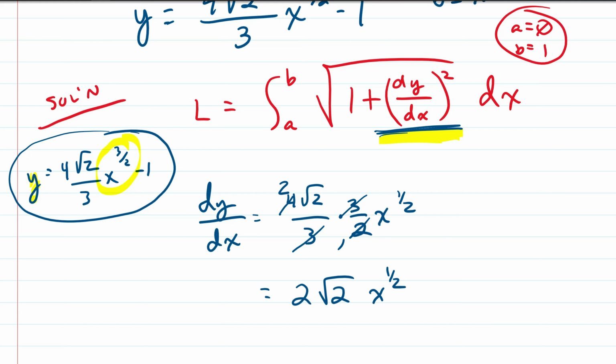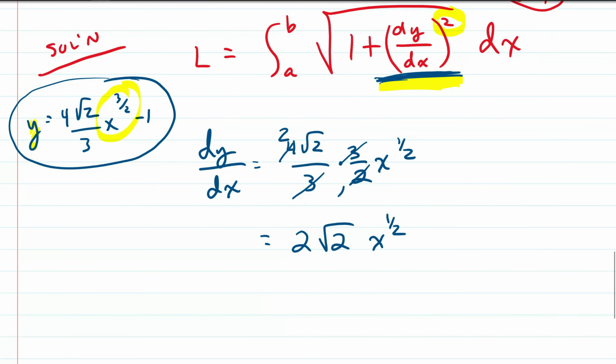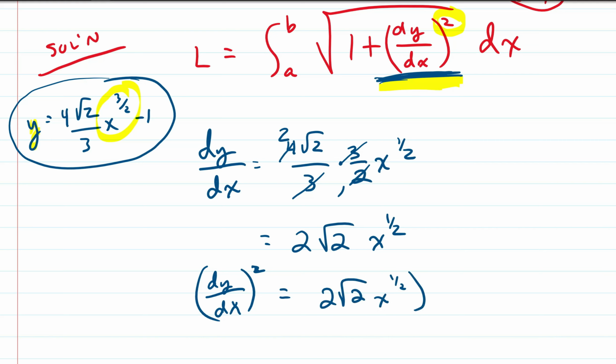All right, so now we have that dy/dx portion, but then what does it say to do? It says to square it. So let's go ahead and do that. So let's say we have dy/dx, but now we're just going to square it. So to square dy/dx, I'll write it over and say 2 square root of 2 x to the 1/2 power. Right? When you square that, what occurs?